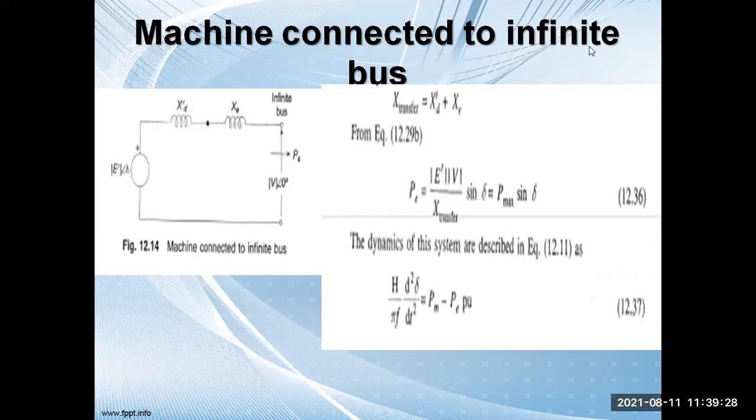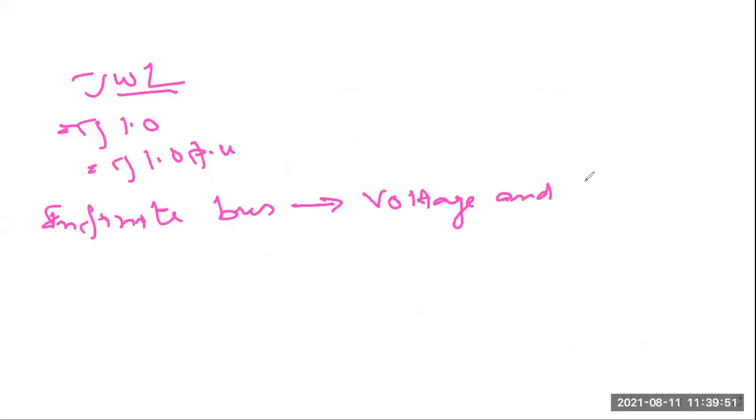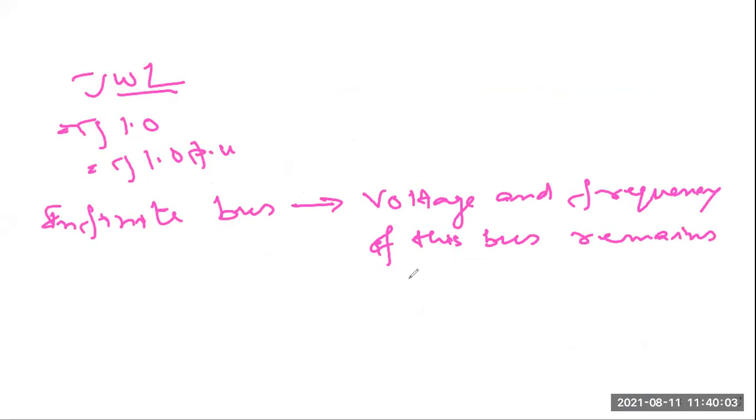The definition of the infinite bus, because normally in power systems you will come across this particular term, the infinite bus. So in the infinite bus, the voltage and frequency of this bus remain constant. Okay, so this is actually the definition of the infinite bus.